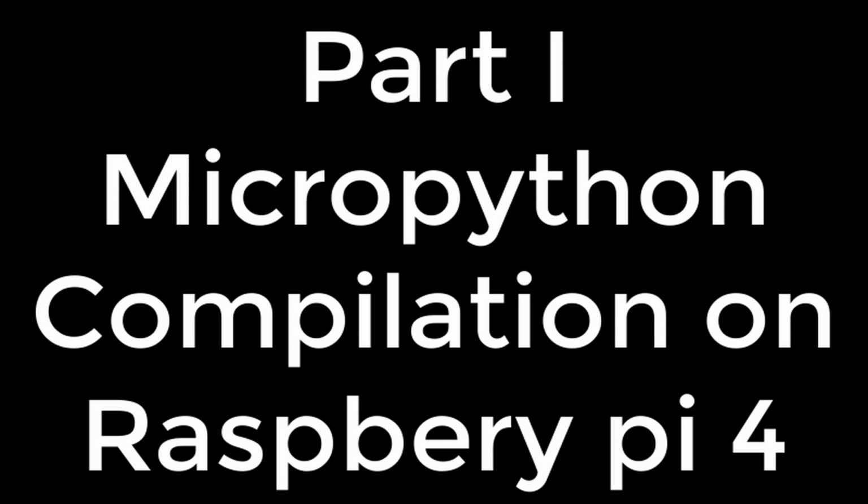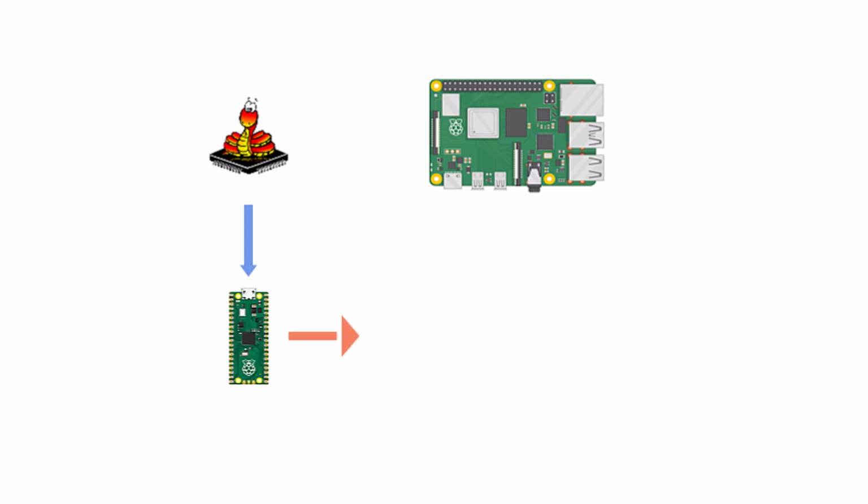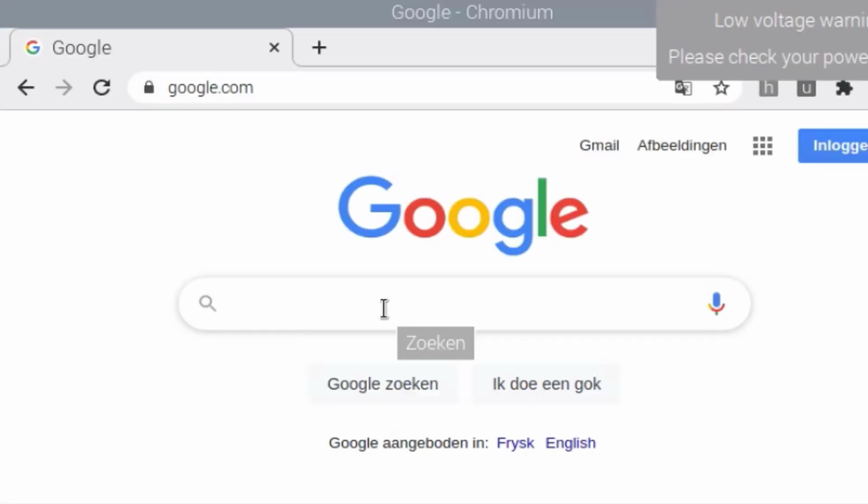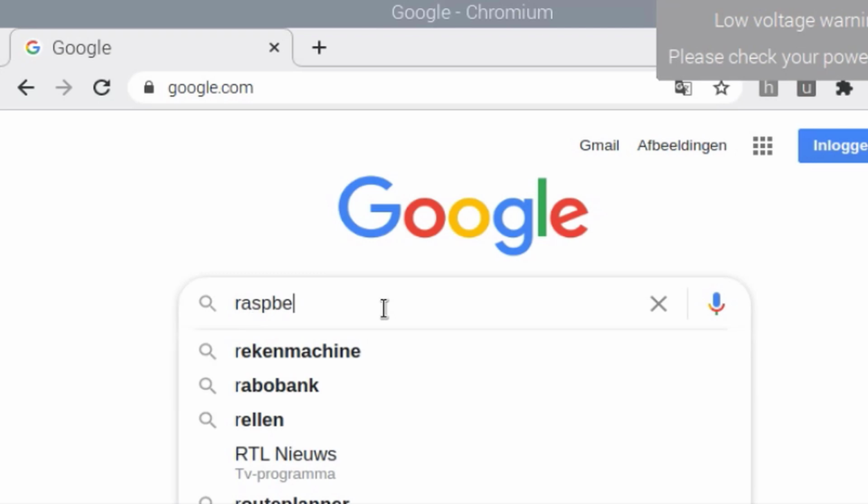Hello everyone! In this video I will introduce you to the Raspberry Pi Pico and MicroPython. First we will compile the MicroPython binary for the Raspberry Pi Pico on the Raspberry Pi 4. Then we will start coding and testing some Hello World applications. MicroPython is the implementation of Python for embedded devices. You will understand better after this video.